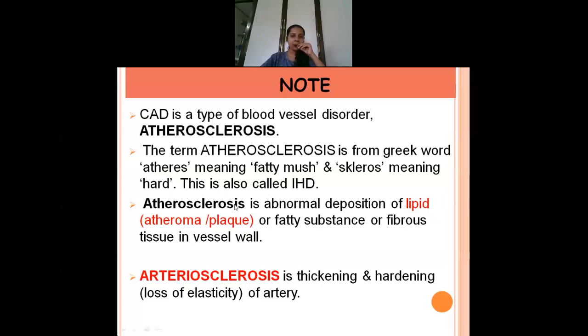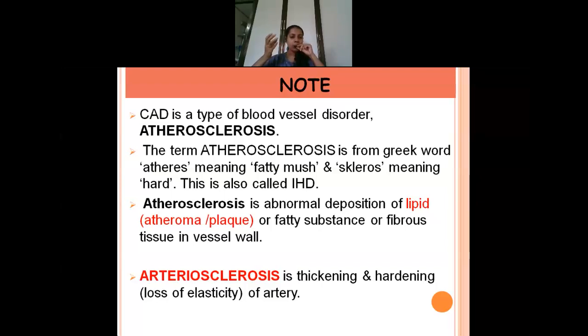Now atherosclerosis, as I told, is nothing but deposition of fat or lipid or plaque in the blood vessel, and because of that there will be blockage or narrowing. Now, one more term is there, that is arteriosclerosis. This is atherosclerosis, which means CAD. Arteriosclerosis occurs because of atherosclerosis itself. Here there will be thickening and hardening of the artery, where there will be loss of elasticity.